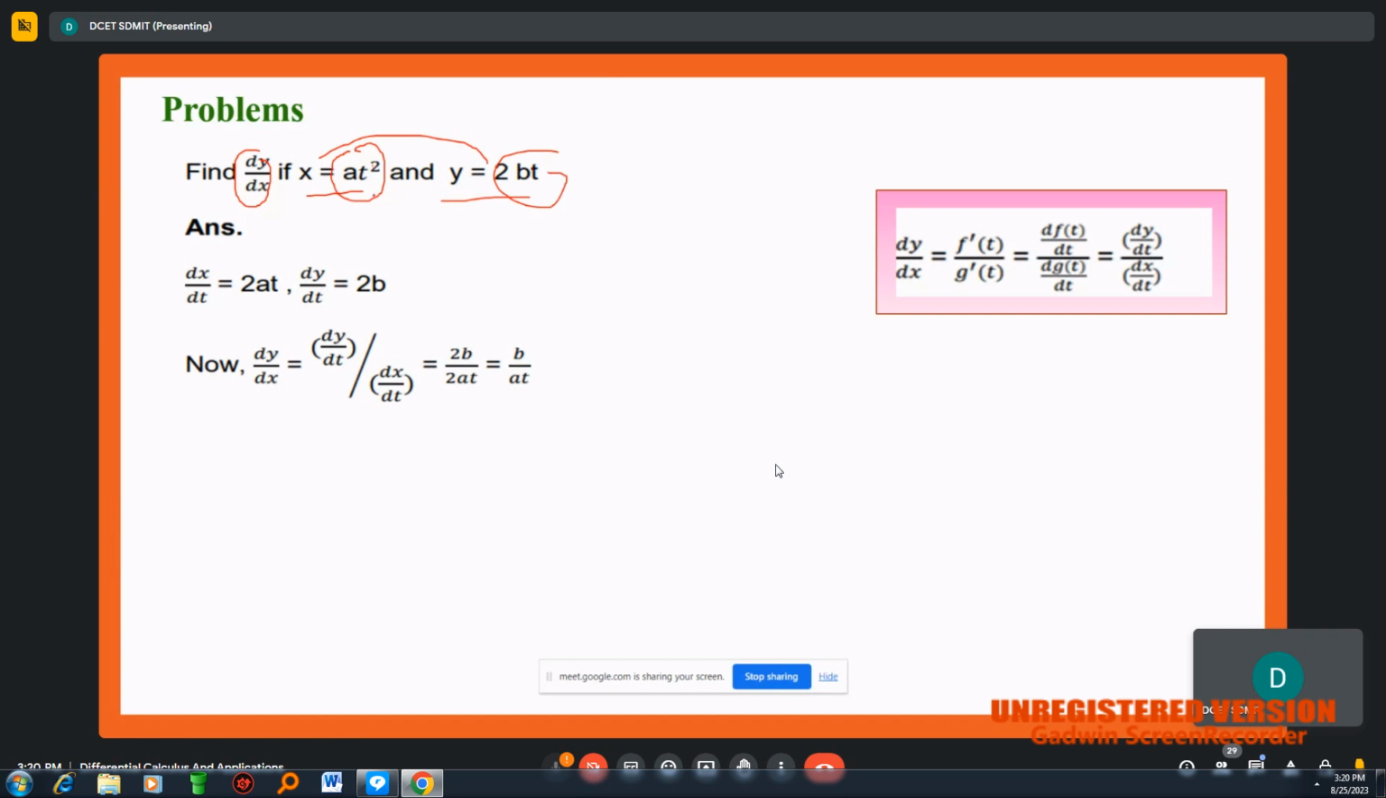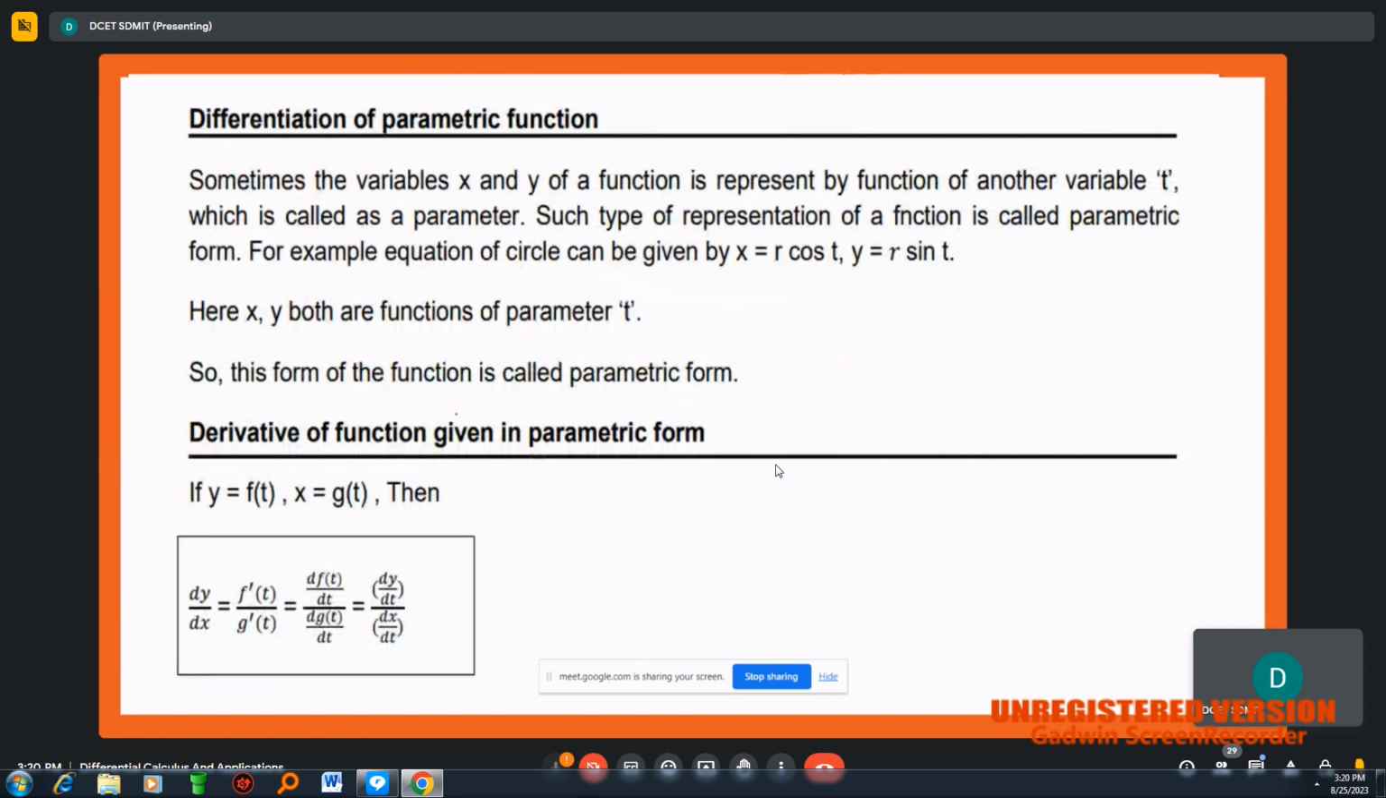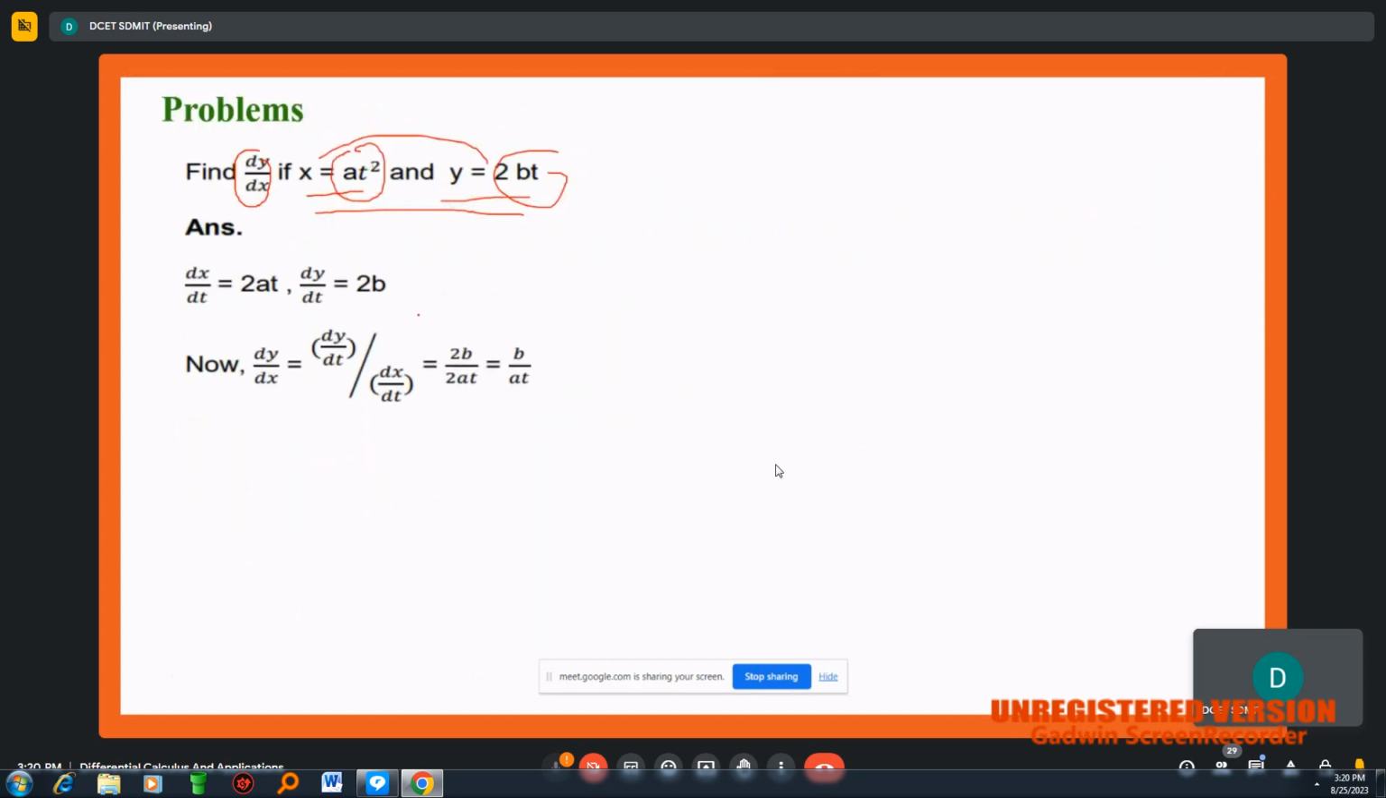ಪ್ಯಾರಾಮೆಟ್ರಿಕ್ ಫಾರ್ಮ್ ಮೀನ್ಸ್ x ಮತ್ತೆ y, x and y is defined with another variable, that is a t. So we are saying this example or this problem is in the parametric form. In the parametric form, derivative of the function given in the parametric form is what? dy by dt divided by dx by dt.